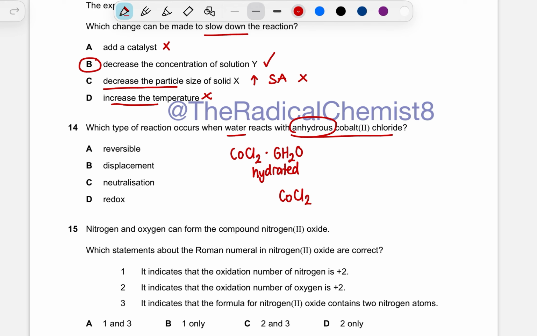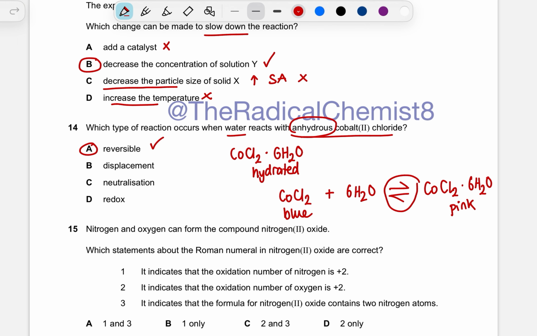So cobalt chloride plus 6H2O will form the hydrated version. The color change as well here is from blue to pink. You need to know this test. It's a test for water. So this arrow, remember, means reversible reaction. So your answer is A.